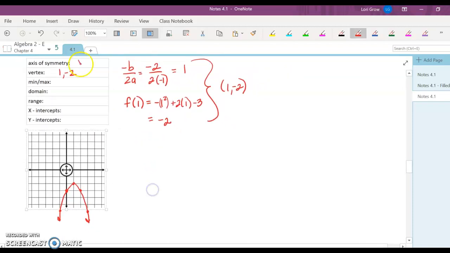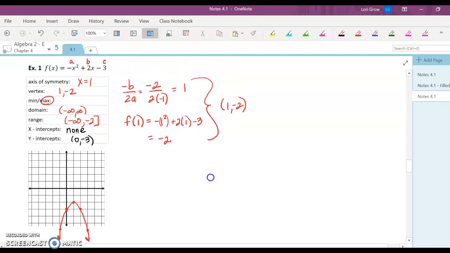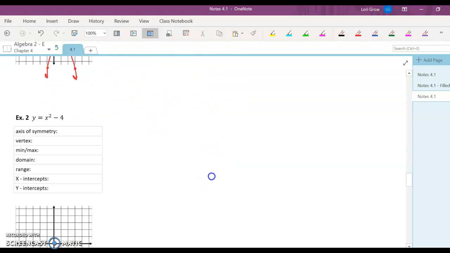Okay, so the axis of symmetry is x equals 1. This one has a maximum, domain negative infinity to infinity, the range negative infinity up to negative 2. This one has no x-intercepts. This graph is opening down, so it's not going to cross the x-axis, so there are none. And then the y-intercept is at 0, negative 3. All right, so in that method, I chose to use negative b over 2a.